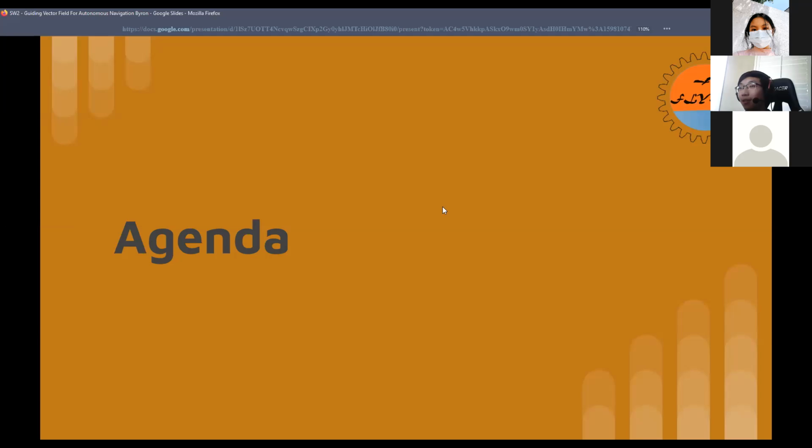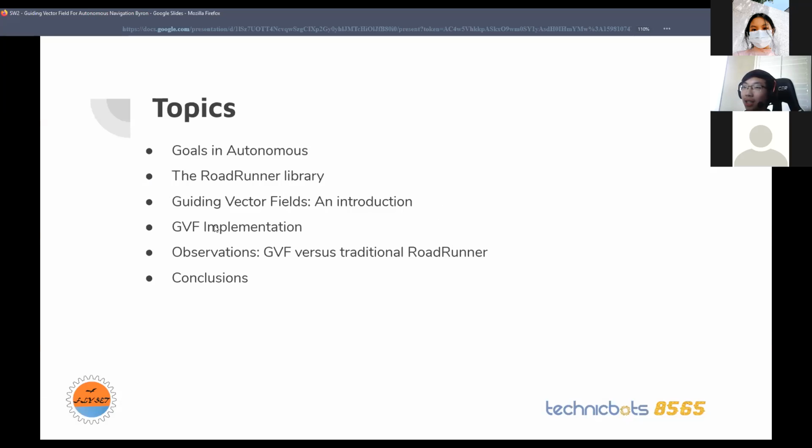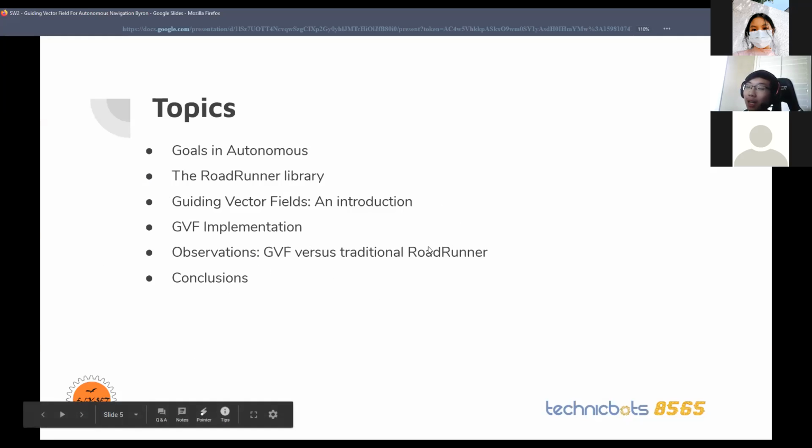So let's go over a quick list of topics for today. First, we're going to touch on goals in autonomous and explain why we even need all this stuff. Then we're going to go on to the Roadrunner library, and then we're going to talk about guiding vector fields a bit. We're going to talk about how we implemented GVF, then GVF versus traditional Roadrunner, and then we're going to wrap it up.